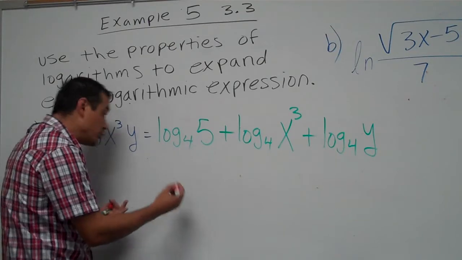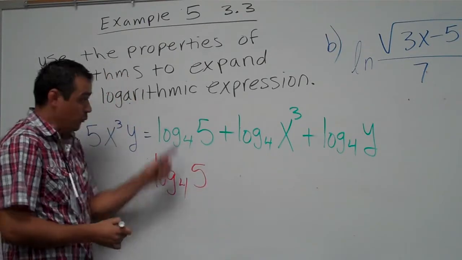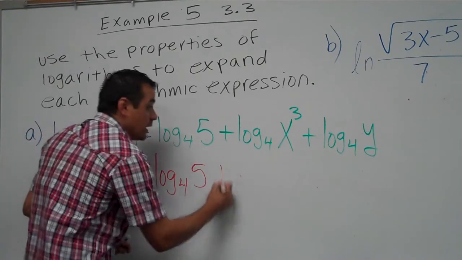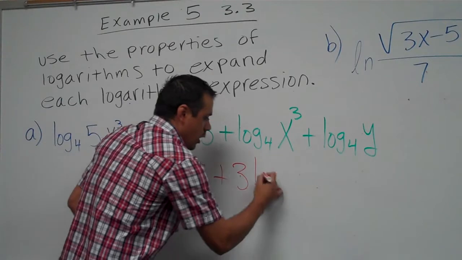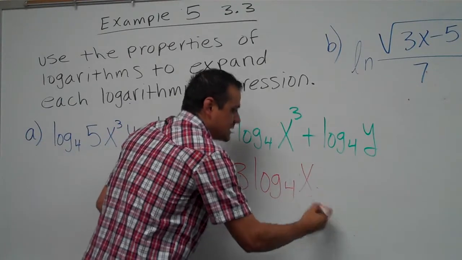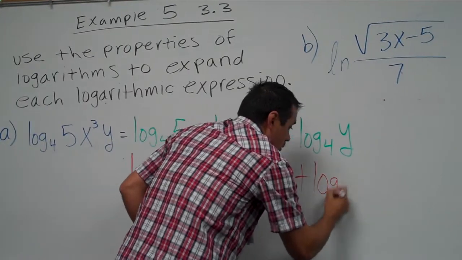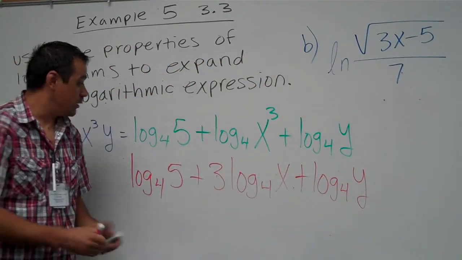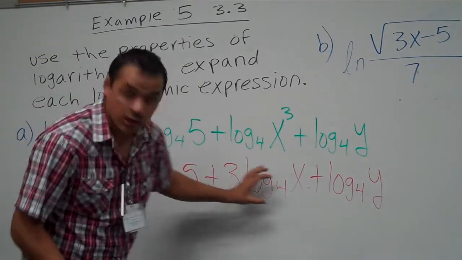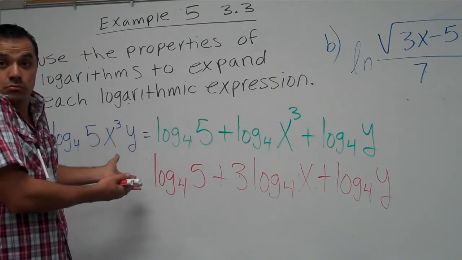So my final answer then is going to be log base 4 of 5. We didn't do anything to this. We're done, right? Plus, this is the one where we got to put it in the front, right? 3 log base 4 of x plus, that one's ready already, so log base 4 of y. And there's that one right there. So as you can see, yeah, it got a lot lengthier. However, you just follow your properties and you see that it's no problem.